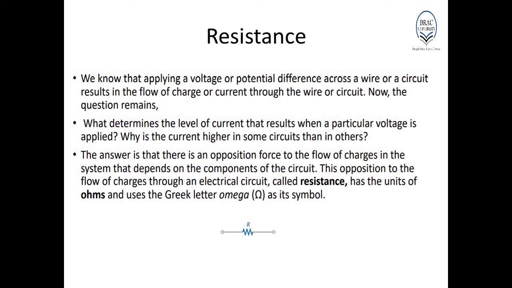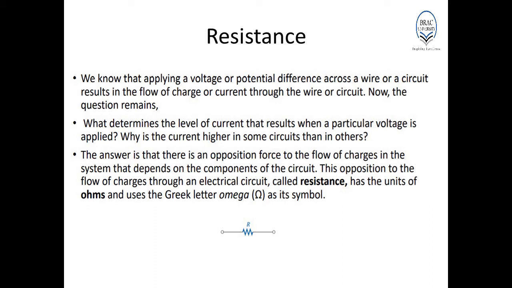Resistance. We know that when we apply a voltage or a potential difference across a wire or a circuit, then it results in the flow of charges or current. Now, the question remains, what determines the level of this current? For example, if a source applies a 5-volt potential difference across a circuit, then what will determine the level of current flowing through the circuit? The answer is resistance.